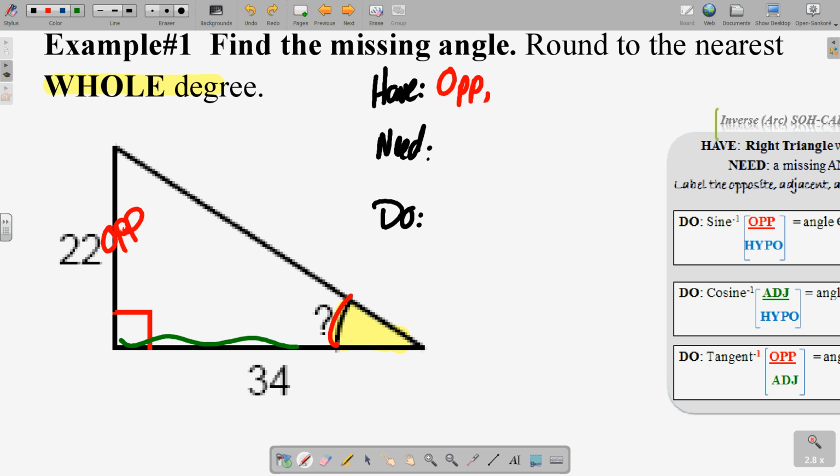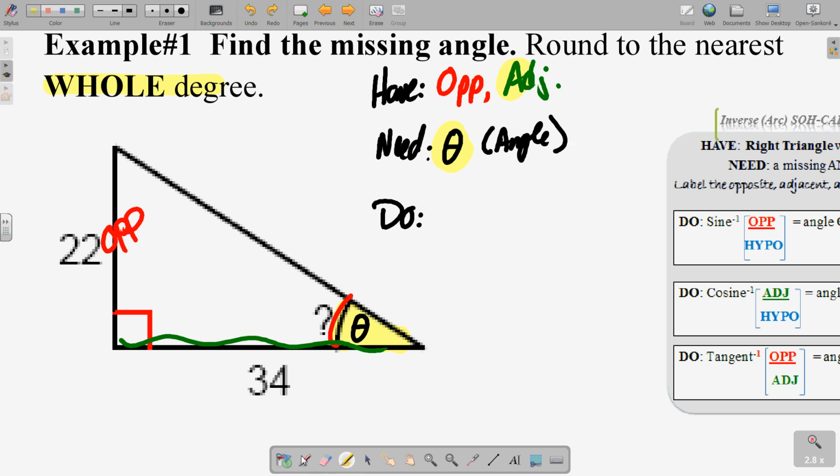The 33 is the adjacent. We want the angle theta. So notice I'm going to use the symbol theta for angle. I do not use the letter A for angle because I do not want to confuse angle with adjacent. If I'm looking for the angle, I'm going to use the symbol theta, which is the common symbol for referring to unknown angles.